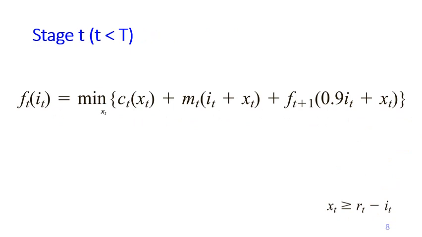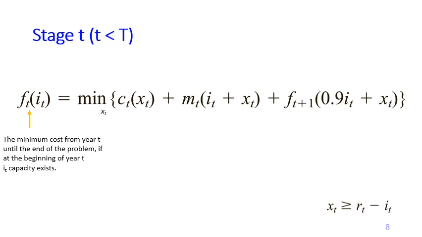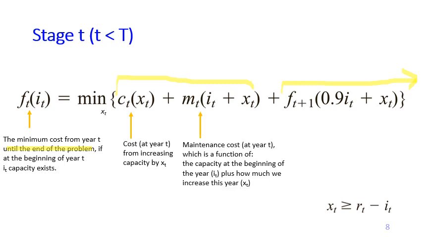So let's move backward to stage small t. So this is all the stages before the big T. So f_t(I_t) is the minimum cost from year t until the end of the problem if at the beginning of year t we have I_t capacity. So we break this down into the year t itself plus t plus 1 until the end of the problem. So c_t(x_t) is the cost from building x_t capacity this year. And then m_t is the maintenance cost, which is a function of what we have at the beginning plus what we built this year.